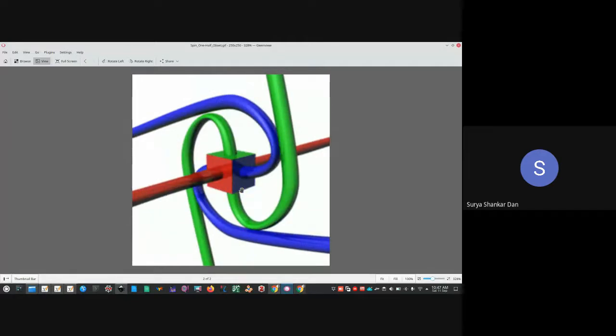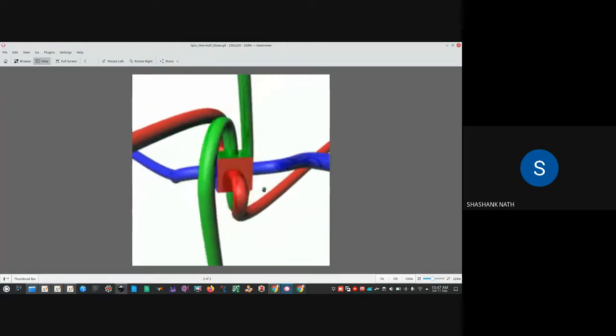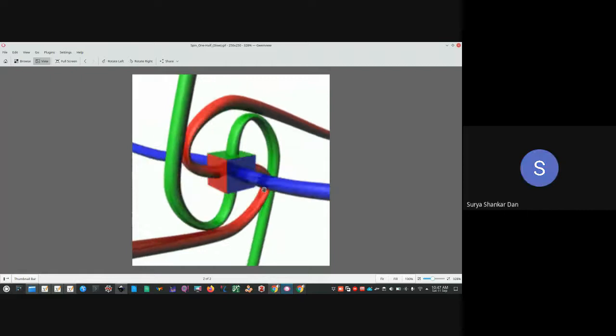It simply means... Excuse me, sir. Yes. Sir, the spin half particle is the electron. When the electron is so small, how will we come to know that after two revolutions, it will be in the same orientation? Is that possible?